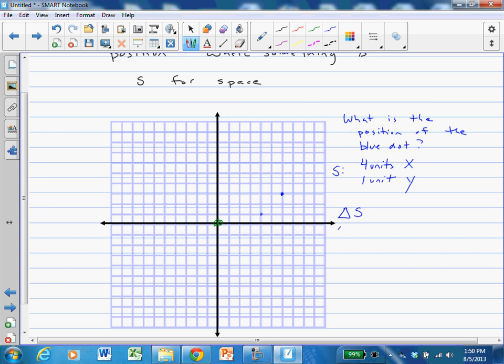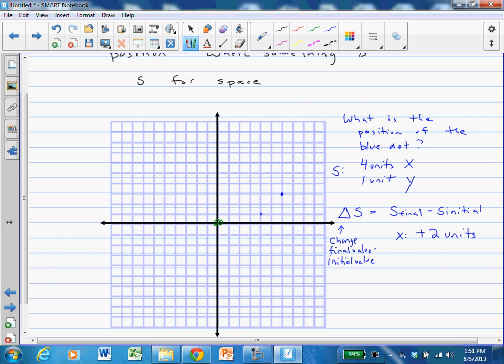Delta means change, or final value minus initial value. A change in value. So it would be S final minus S initial. And the x would have changed by going from 4 to 6. So for x, we would get a change of positive 2 units.